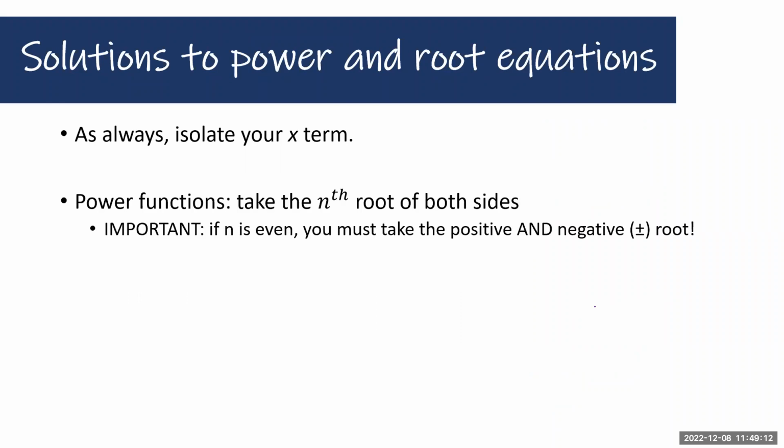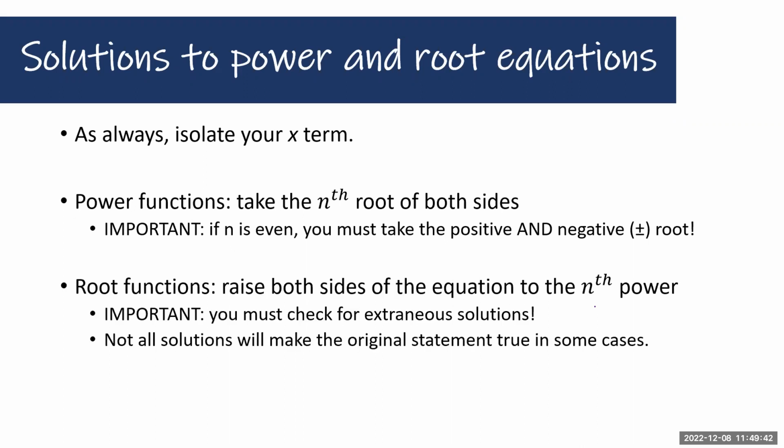For power functions, we want to take the nth root of both sides. So that's basically saying, hey, how do you undo x cubed? Well, you take the 3rd root of it. If you have an even value of n, so you're taking a square root, a 4th root, a 6th root, and so on, you must take the positive and the negative version of that root. Because remember, if we square it or raise it to the 4th or any other even power, it's going to turn it positive. So when we're finding the original value, we always have to take the plus and the minus.